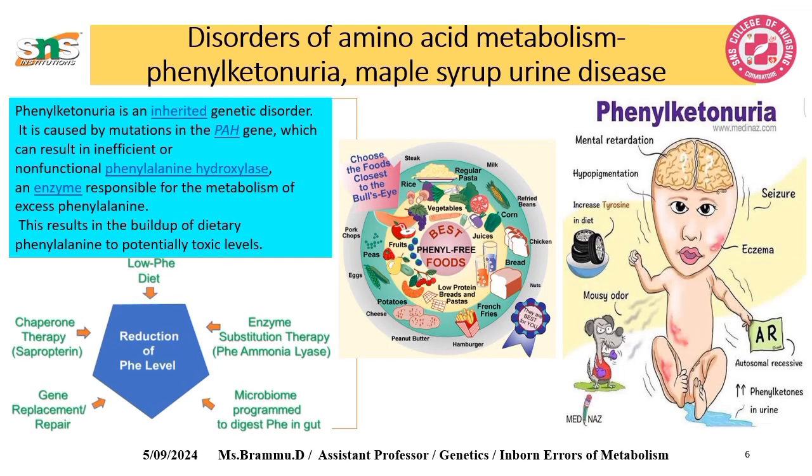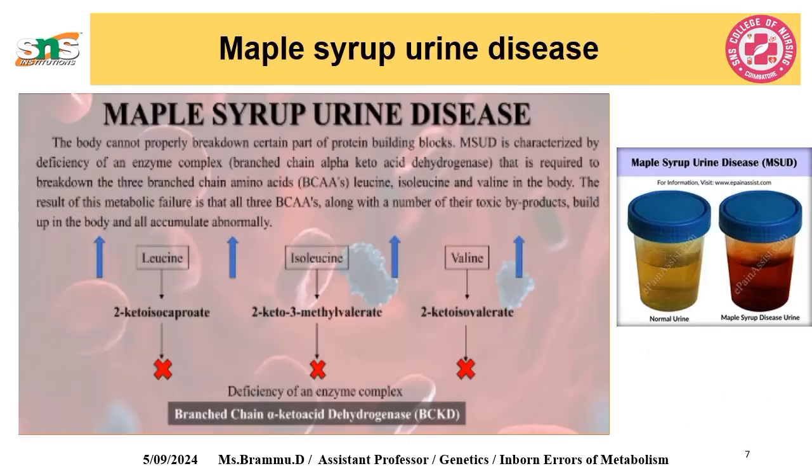hence causing hemolysis. Next, the disorders of amino acid metabolism. Here it is again a genetic disorder due to PAH gene mutation which causes insufficient and non-functional phenylalanine hydroxylase, the enzyme responsible for metabolism of excess phenylalanine. This results in the buildup of dietary phenylalanine to potentially toxic levels. The child will have symptoms of mental retardation, hyperpigmentation, and some may present with seizures, skin changes, and so on.